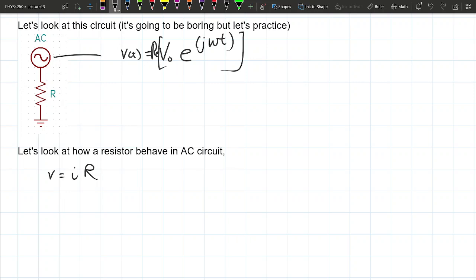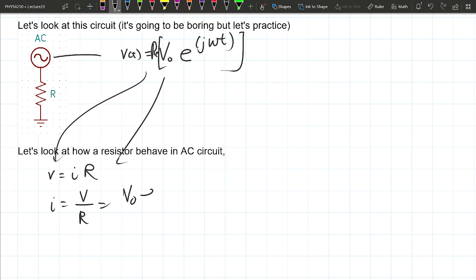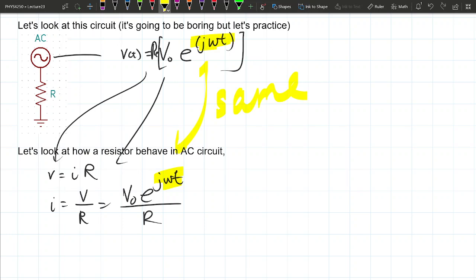So if I plug that over here, the current here has to be whatever the voltage is divided by R. The voltage is already written up here. It's some amplitude of the voltage, e to the j omega t, and that's divided by R. So one thing to notice is that this angular dependence is the same between them. There's no phase shift yet.